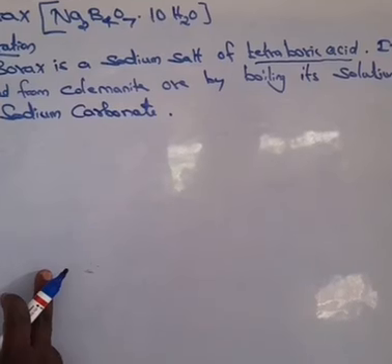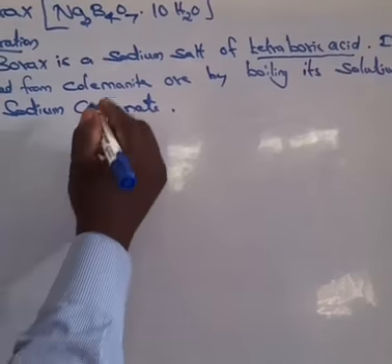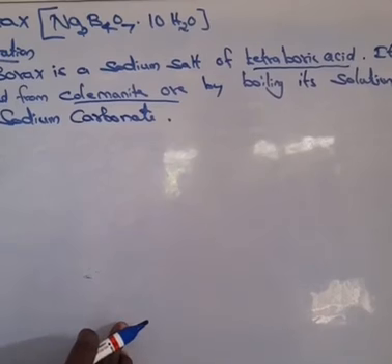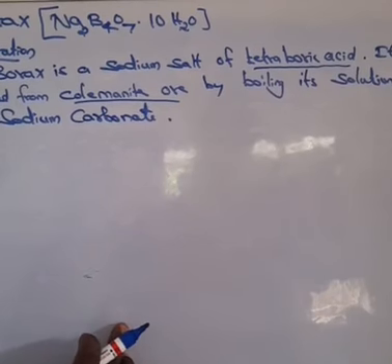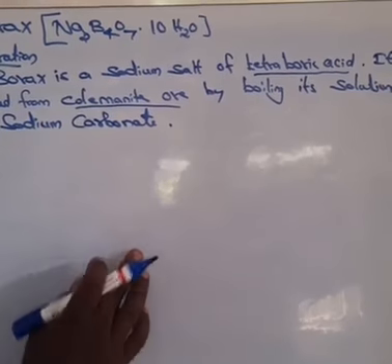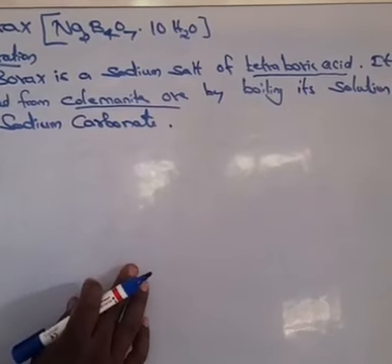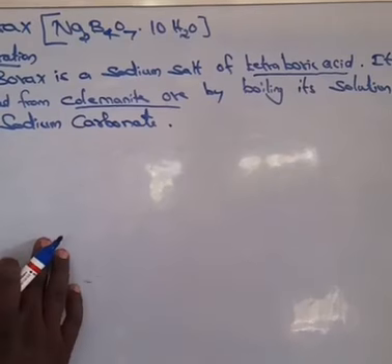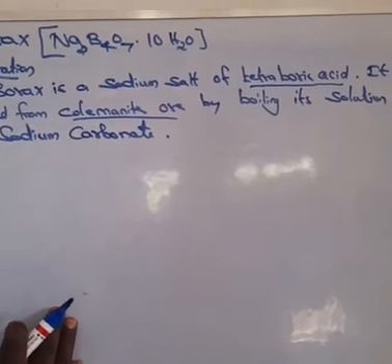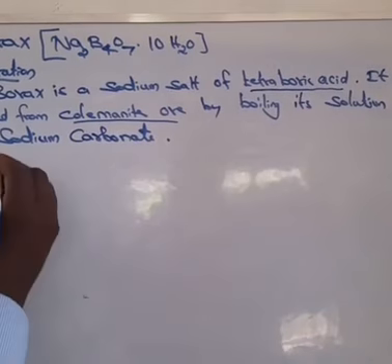It is prepared from colemanite ore by boiling its solution with sodium carbonate. Here, first we learn the formula for colemanite ore. That is Ca2B6O11.